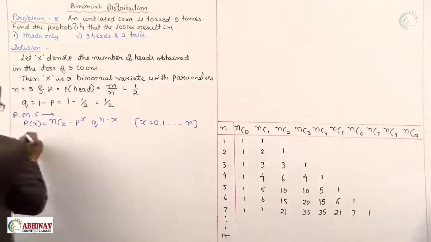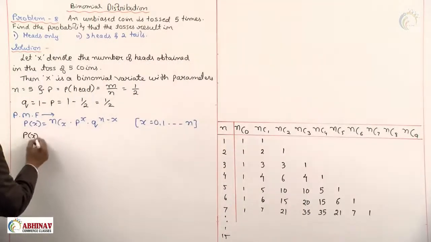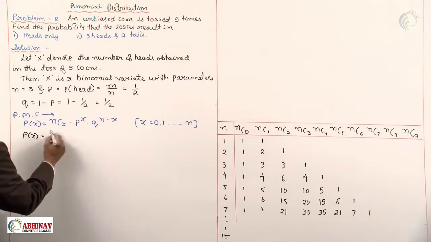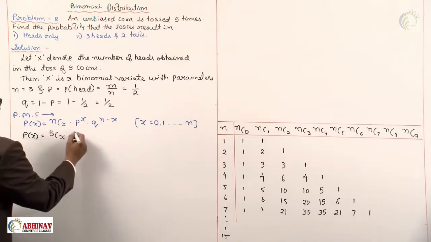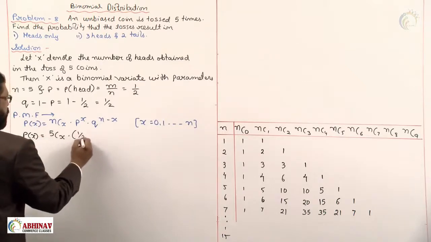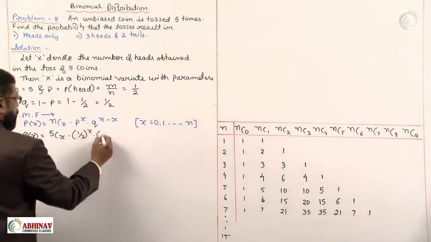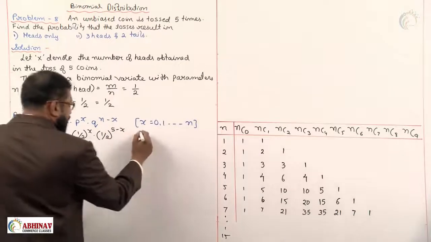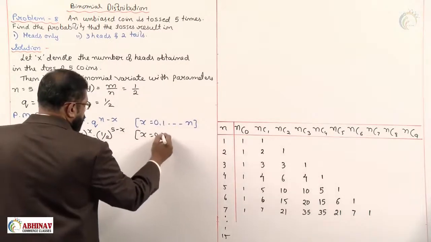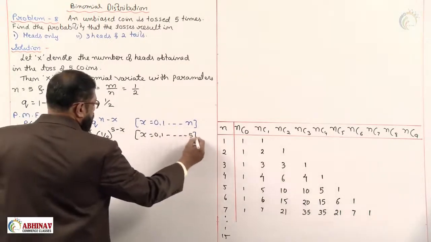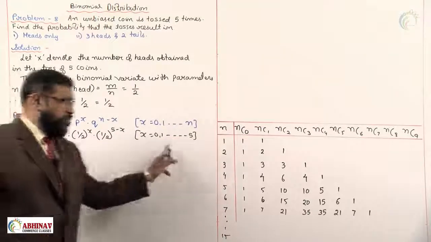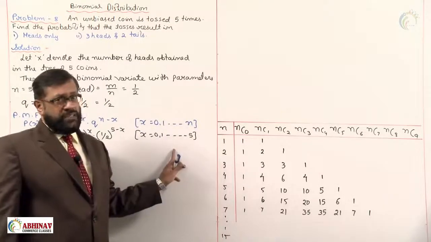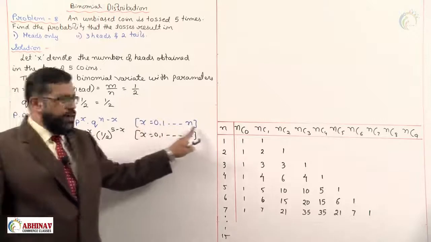So here probability of x is equal to 5 combination of x, P is 1 by 2 raised to x, Q 1 by 2 raised to 5 minus x. And the range has to be shown every time. If you don't show the range in the exam, we lose marks for that. X is 0, 1, and so on up to n.